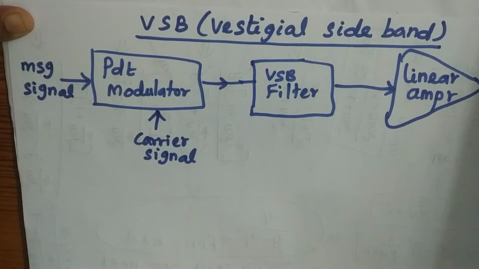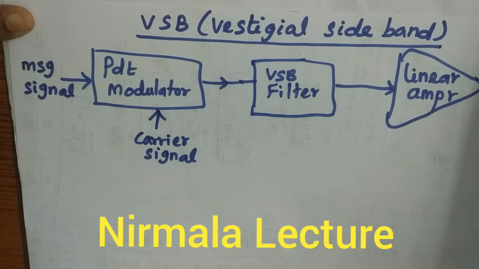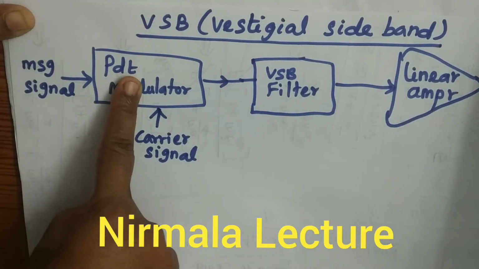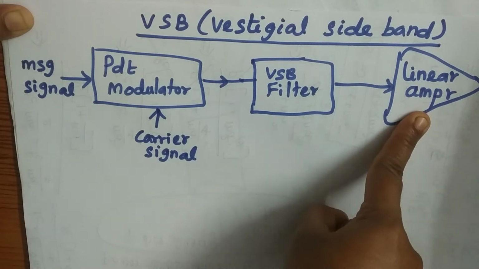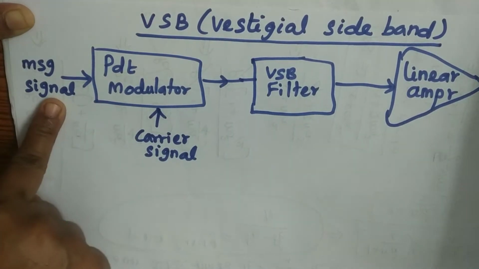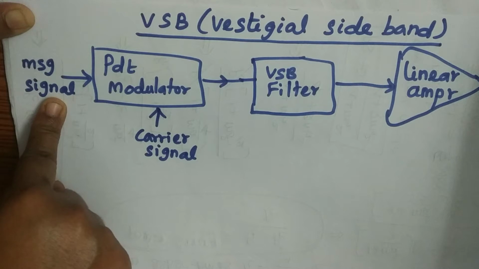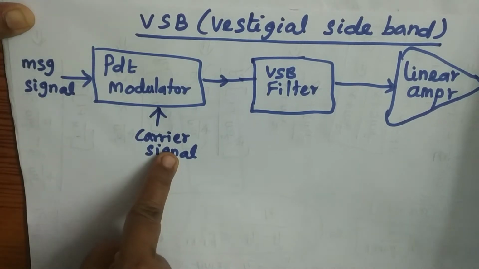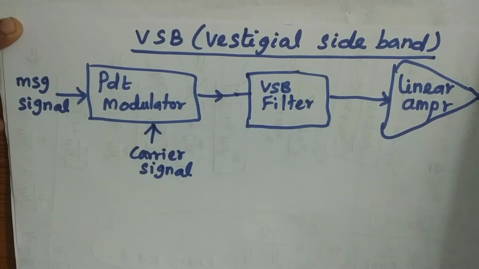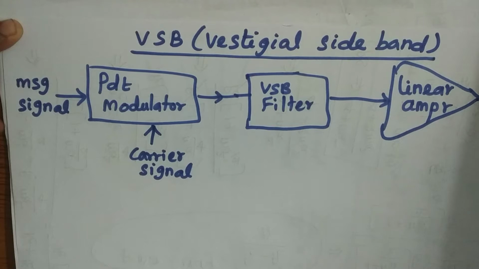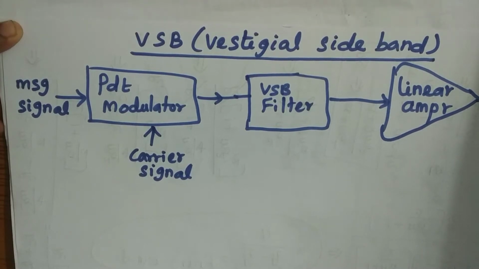Now we discuss the vestigial sideband generation. This is the simple block diagram of VSB signal generation. This is the product modulator, VSB filter, linear amplifier. Here we are giving the message signal, which is a low frequency signal. This is the carrier signal. To generate the VSB signal, first we have to generate the double sideband signal, then we generate the VSB signal.